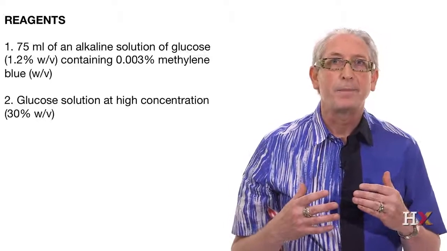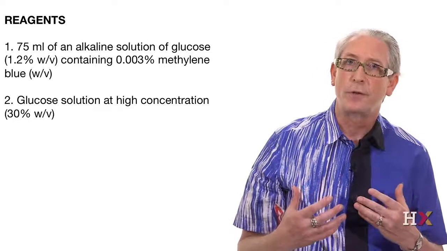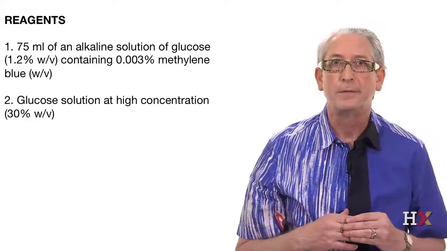So how could we explain this change of color? First, we have to define what type of reaction we have. It is in fact an oxidoreduction with a twist. I didn't mention another component in the reaction. So what I did was to add methylene blue to the alkaline solution of glucose. The rest was as I described before.